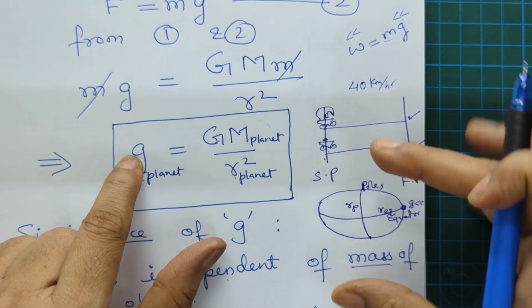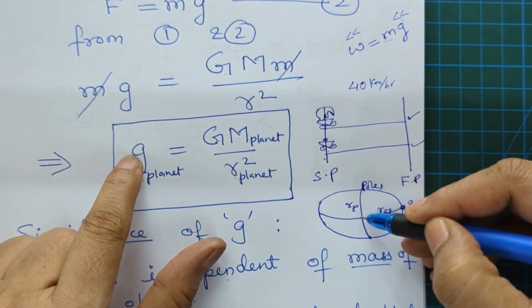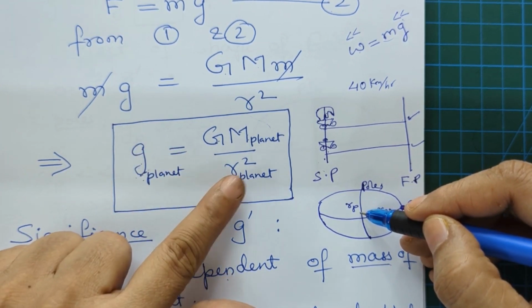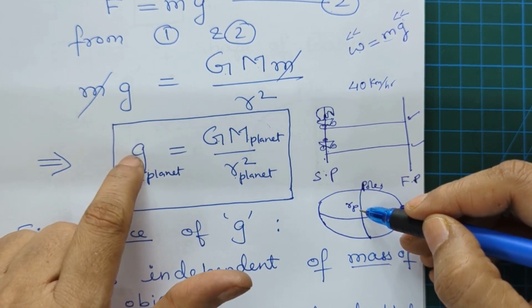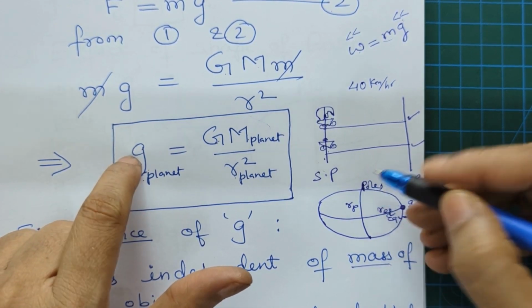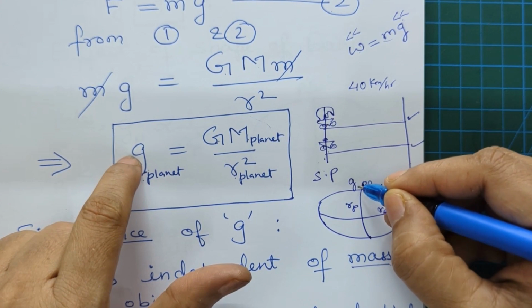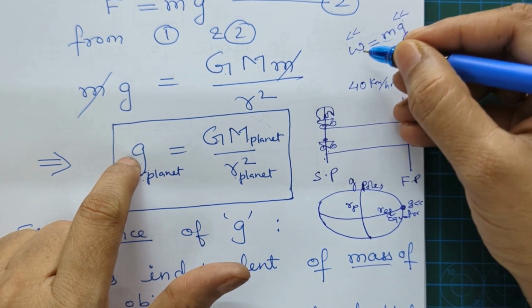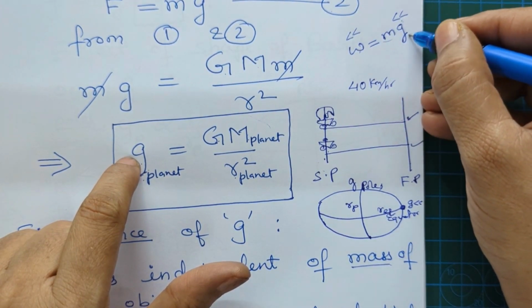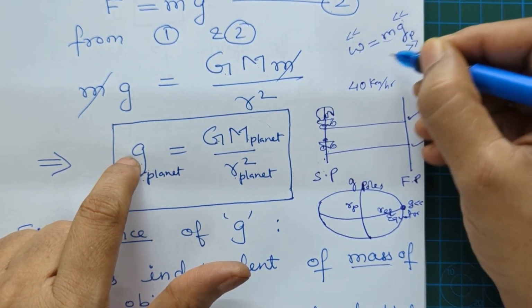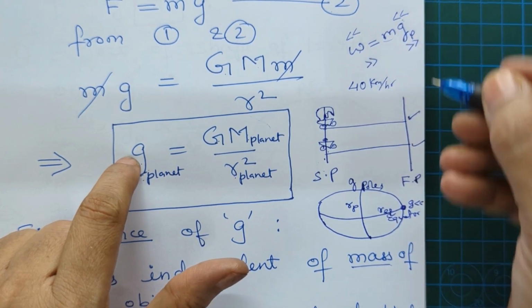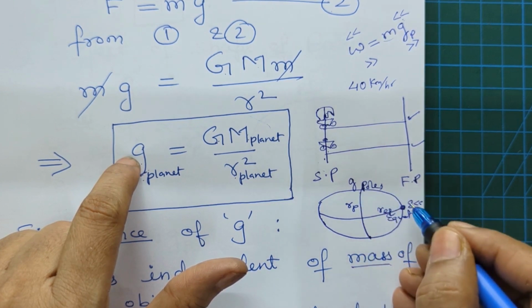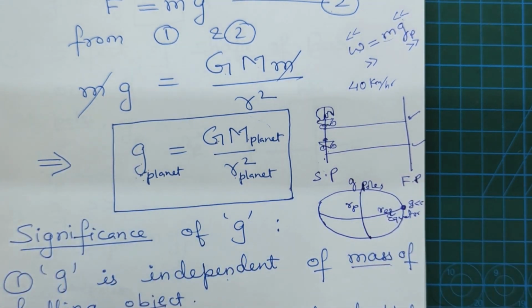What about poles? At poles, radius of earth is less. Radius is less, and since these two are in inverse relation, if this is less, this is going to be more. So at poles, g is more. Acceleration produced in an object at poles of earth is more. And since weight is equal to mg, at poles g is more, so weight of a body is more. That means we will weigh more at the poles and comparatively we will weigh less at equator.